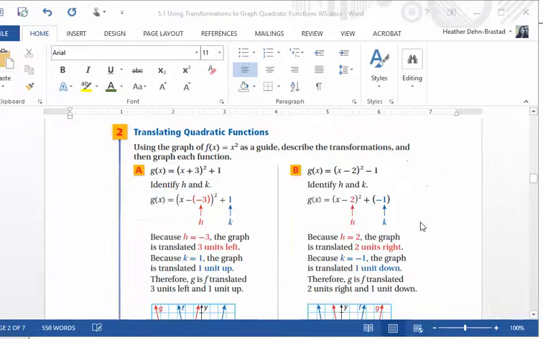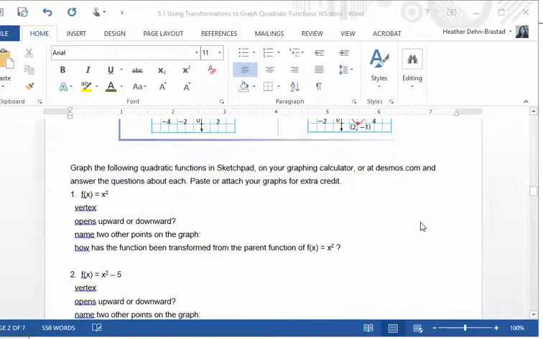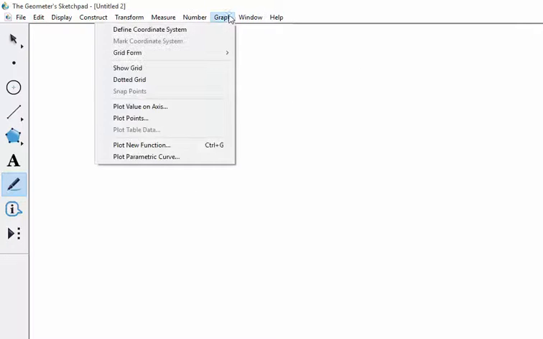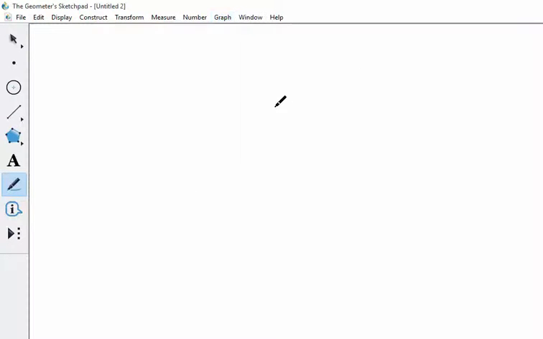So for your first problems on your assignment, you're going to graph some different functions and you're going to answer some questions about it. So the first one is the parent function f of x equals x squared, the one that we looked at. So I'm going to open Sketchpad here and I'm just going to graph y equals x squared, or f of x equals x squared.